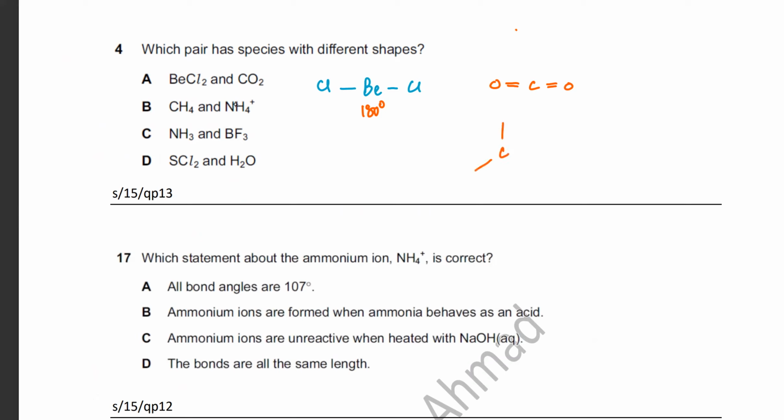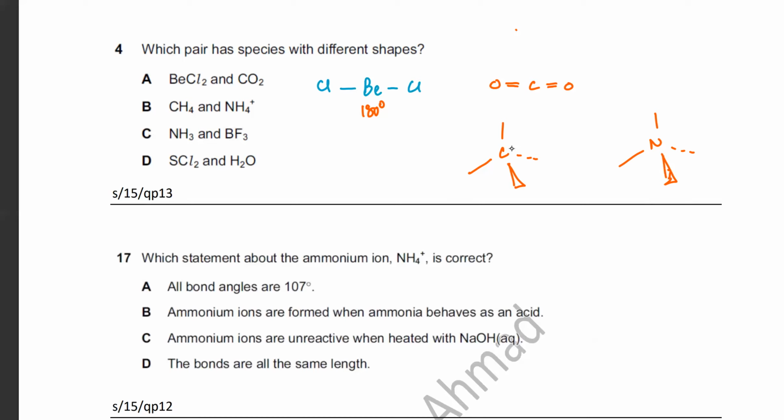Now CH4 is 4 bonds, so that's tetrahedral. NH4+ also has 4 bonds. Although you haven't studied NH4+ yet with me, I'll just tell you that it's got no lone pairs at the moment. So I'll give you that information. So N is going to have exactly the same shape. It's going to be tetrahedral.